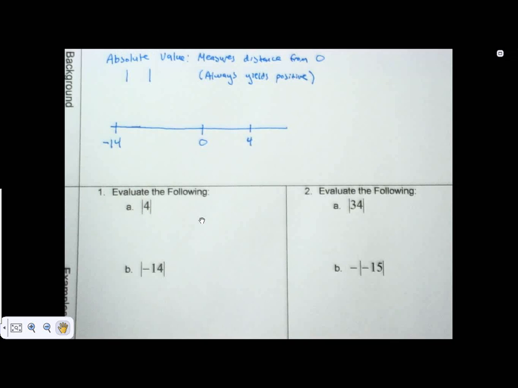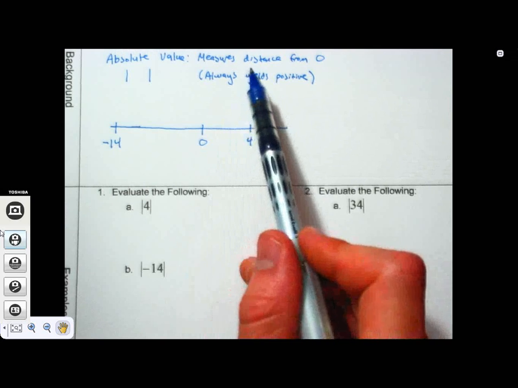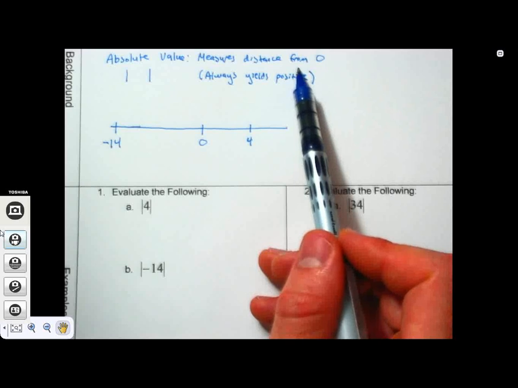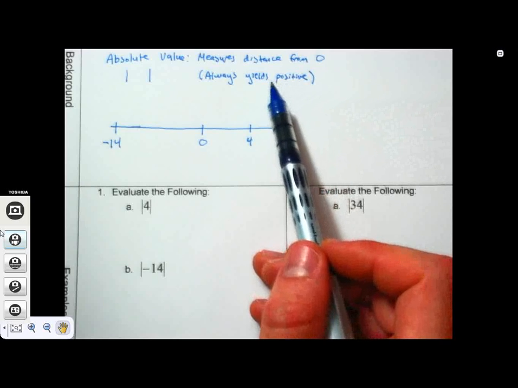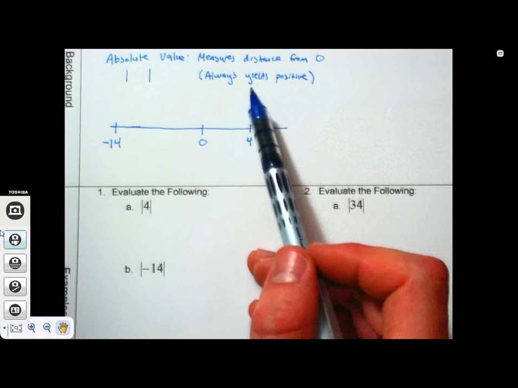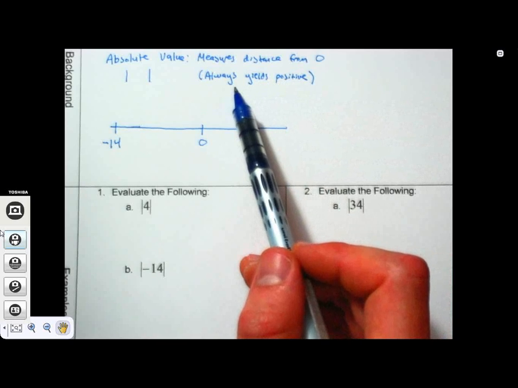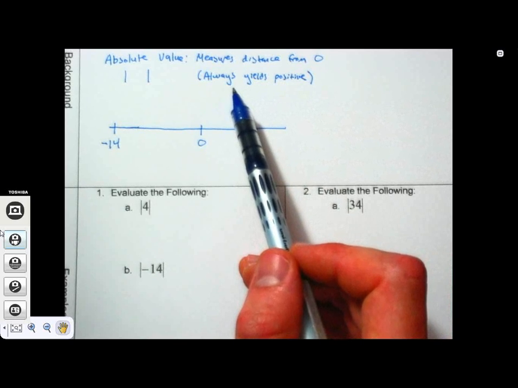Welcome. In this video, we'll be discussing how to find the absolute value of a number. Absolute value just measures the distance from zero. So, like a ruler that only has positive numbers on it, when we take the absolute value of a quantity, we're always going to get a positive.